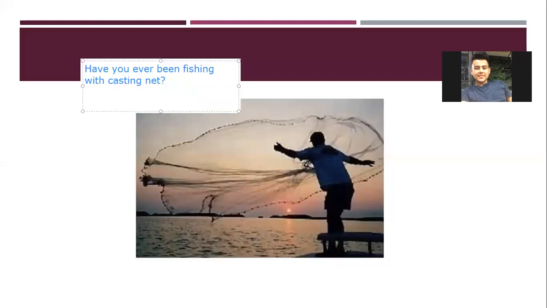Y aquí how do you say in English red? I have a red... Aquí está, Sara, ya lo escribí. Small. Lea la pregunta. Have you ever been fishing with a casting net? Ahí está. ¿Cómo se dice? Net. Okay. So, I can continue the conversation, right?